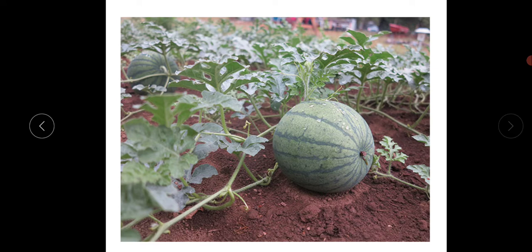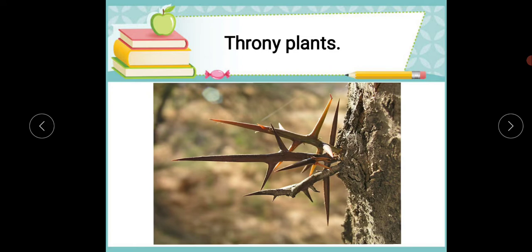Next, we are seeing the thorny plants. Look at the thorns. Can you see how the thorns are? These are the thorns. What do they say in Kannada? Mullu, right? Look how the thorns have grown.